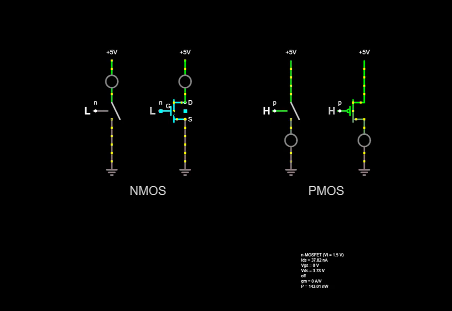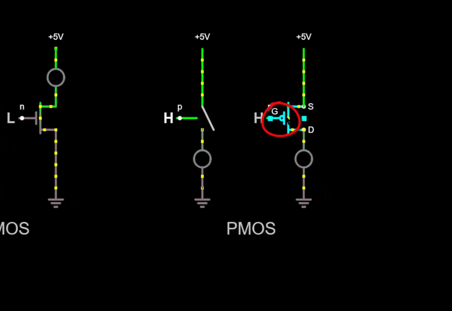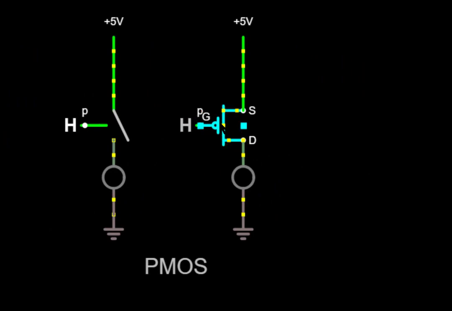The source is the terminal that's connected to the source of the carriers, which for the NMOS device is where the electrons are, which is ground. The other end is the drain. For the PMOS transistor, we see that the source is connected to the source of the positive carriers, which is the positive 5-volt end of the battery, and the drain is the other end where those carriers will flow. Note that we can distinguish the symbol for a PMOS transistor from an NMOS transistor by the little circle or bubble on the gate of the PMOS transistor.